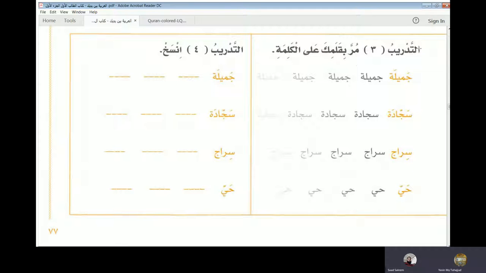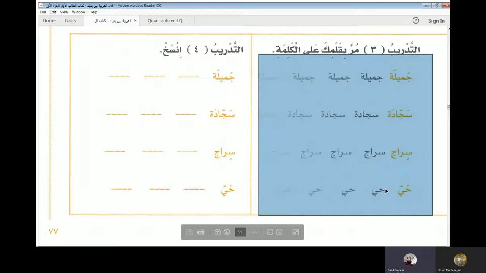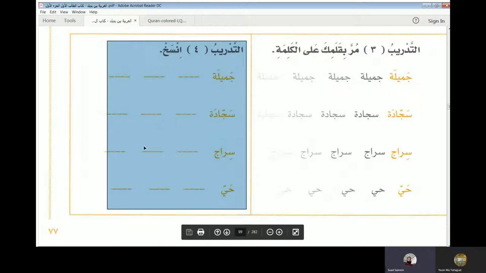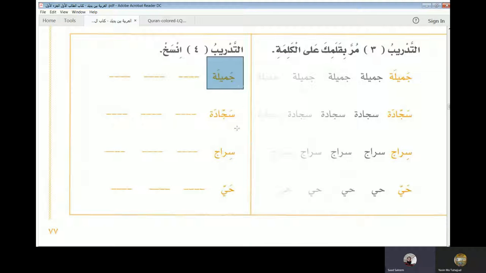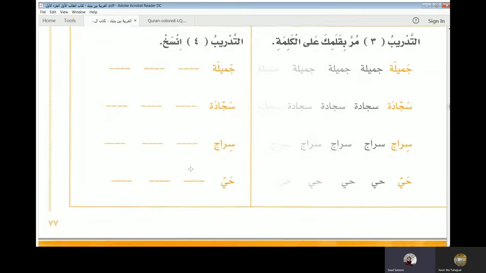Again, third exercise, writing practice: move your pen on the words. Here you will practice writing. Fourth exercise: copy these words on these blanks, and remember that all this word is above the line, this word is also above the line, dots are under the line. Siraj: seen, alif, and mouth of jim is above the line and the under part of ra is under the line.